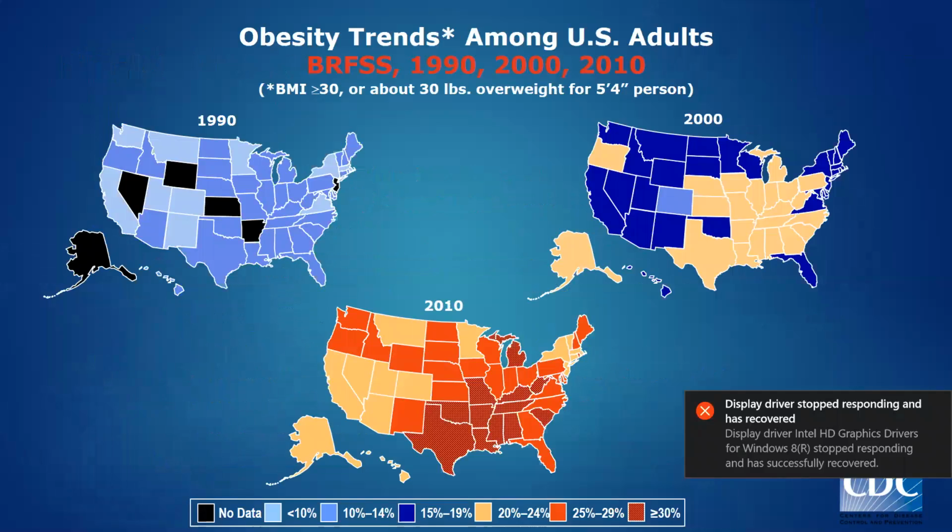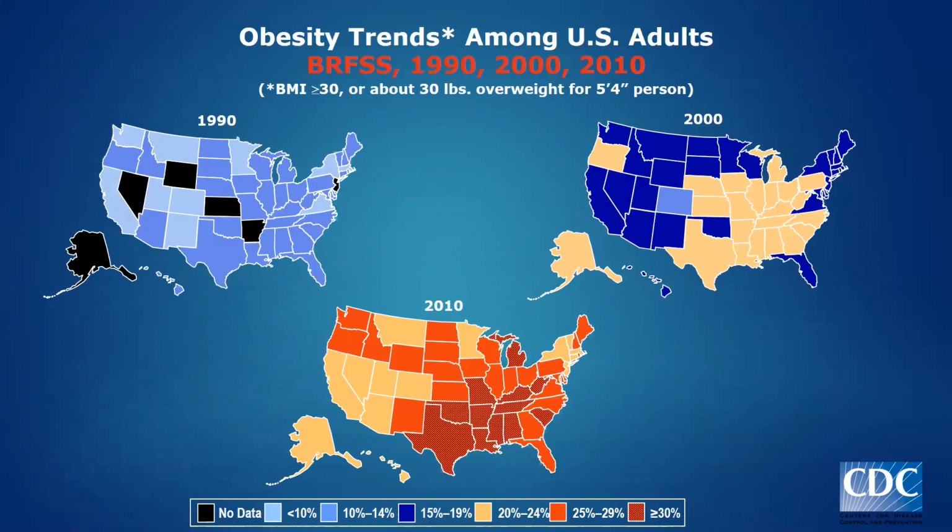So here's an example of data that come from the BRFSS. Often the statistics that you hear about obesity come from BRFSS data. And these maps just show the change in obesity across time. So in 1990, you can see that the highest category was just 10 to 14% of adults being obese. And then by the time we get to 2010, there are states that have more than 30% of the adults being classified as obese. So it really has been a relatively fast-moving experience in terms of the high proportion of adults in the U.S. who are obese.